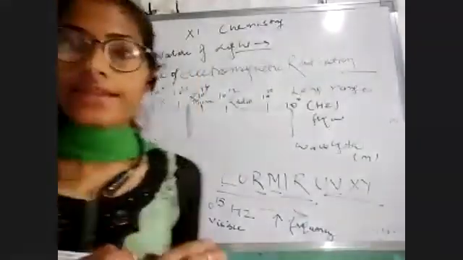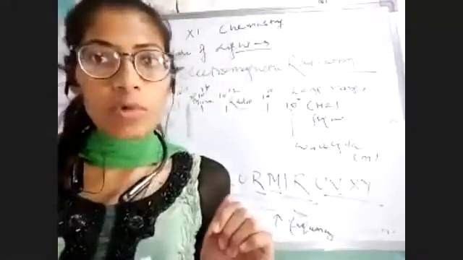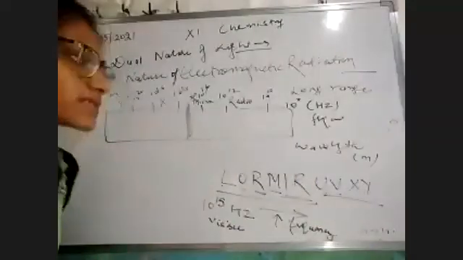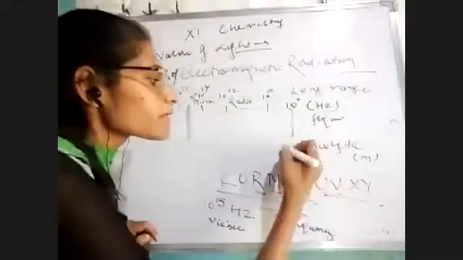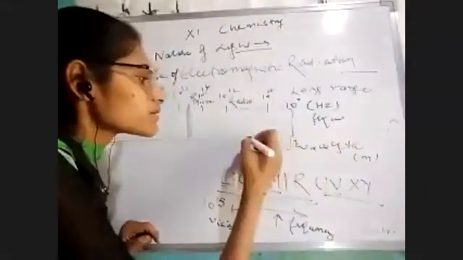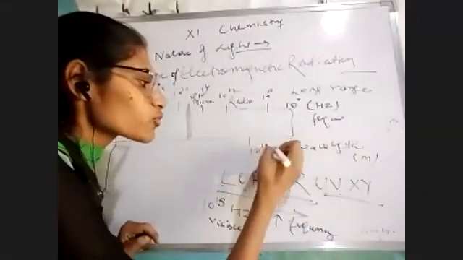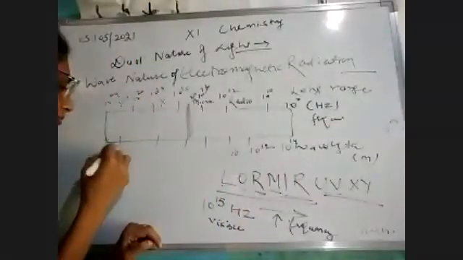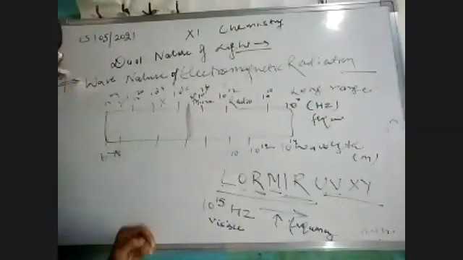And wavelength and frequency are inversely proportional to each other. So wavelength is going to decrease. Suppose it's somewhere 10 raised to power 15, then it goes to 12, 10, and so on. It keeps decreasing up to minus 18, and it is in the form of meters.